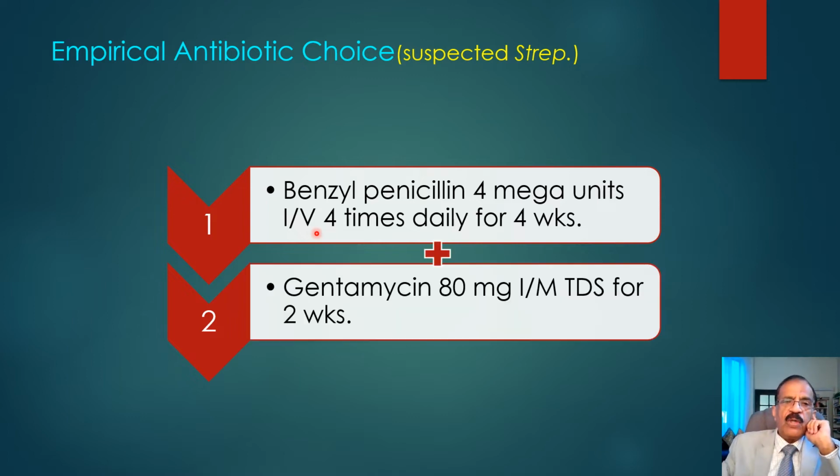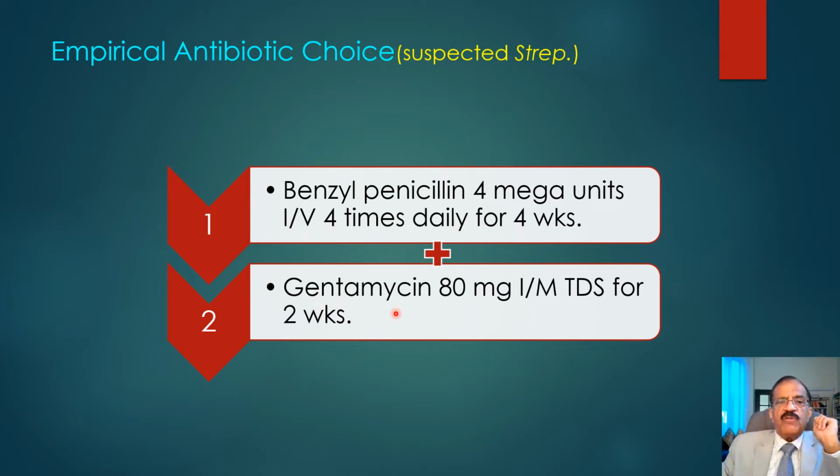Now we also add gentamicin or any other aminoglycoside in the recommended dose. In gentamicin, the recommended dose is 80 milligrams intramuscularly. Some aminoglycosides can be given intravenously also. I think gentamicin can also be given intravenously, but traditionally it is given intramuscularly, 3 times a day for 2 weeks.